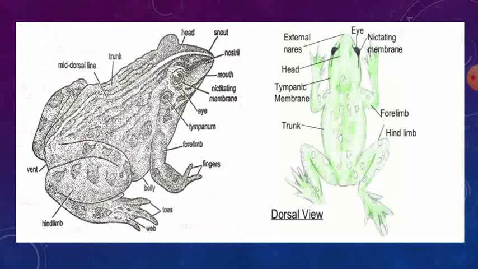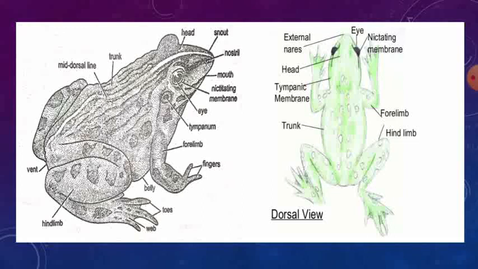And also behind the eyes, there is the tympanic membrane. You can see tympanum or tympanic membrane. And there is a pair of vocal sacs. So vocal sacs are found in males. They are pouches of the skin opening on the floor of the mouth. They are responsible for the production of croaking sound.